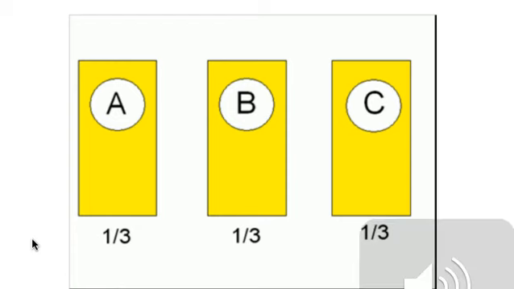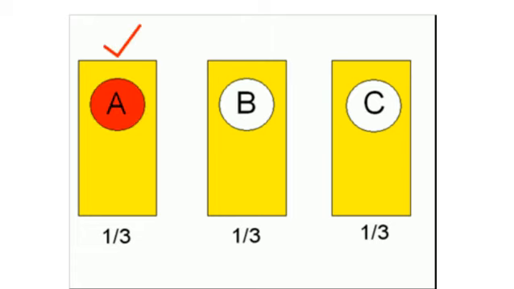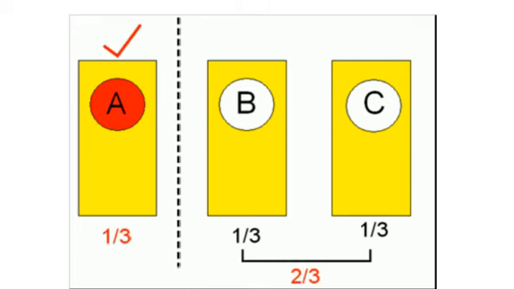Initially, when you're asked to choose a door, each one of the 3 doors is equally likely to have the prize behind it with probability 1/3. Let's say you choose door A. Now let's divide the 3 doors into 2 groups. There is a probability of 1/3 that the prize is behind the door that you chose, A, and a probability of 2/3 that the prize is behind one of the other unchosen doors, B or C.